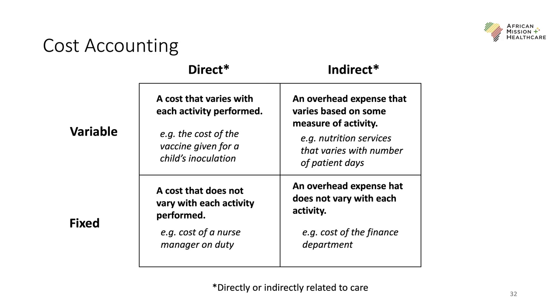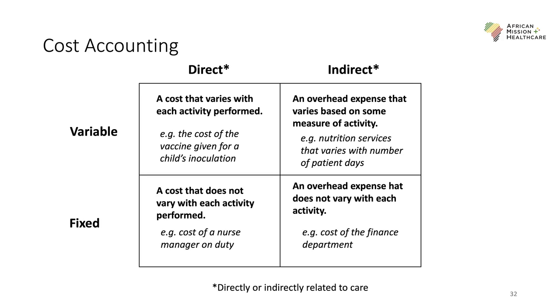When we think about costs, it's often useful to separate out on two different dimensions. The first is variable versus fixed costs. An example of a variable cost is something where the incremental amount is incurred with each administration of a service. So every time a patient comes in and gets an inoculation, the cost of the vaccine that goes into the patient's body is a variable cost.